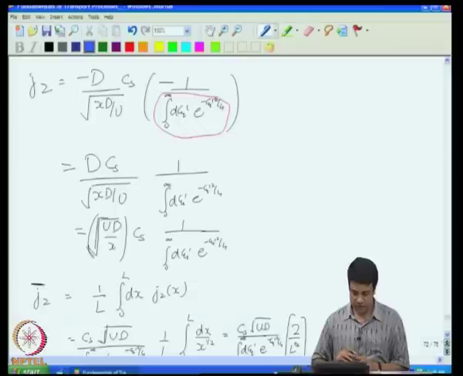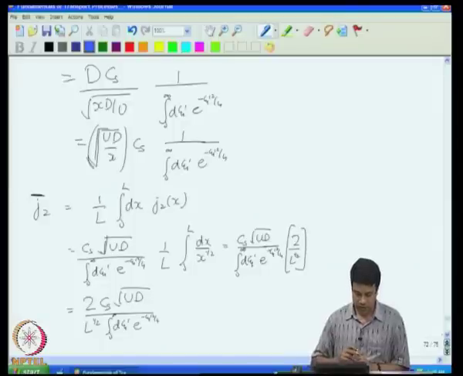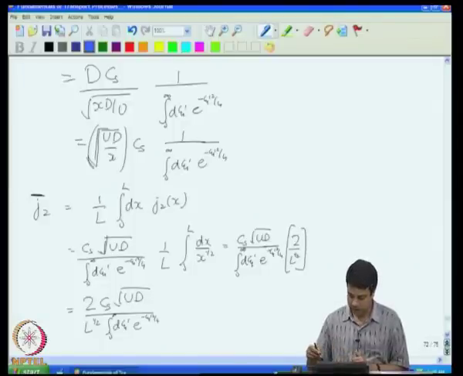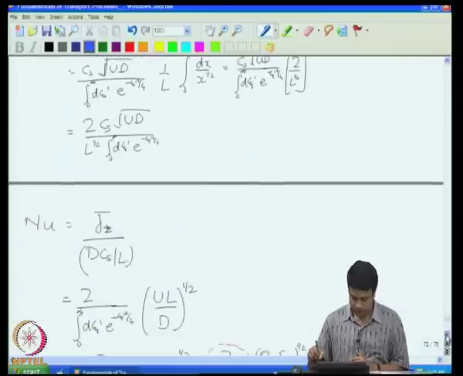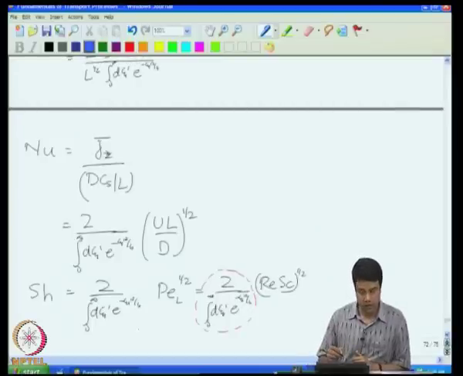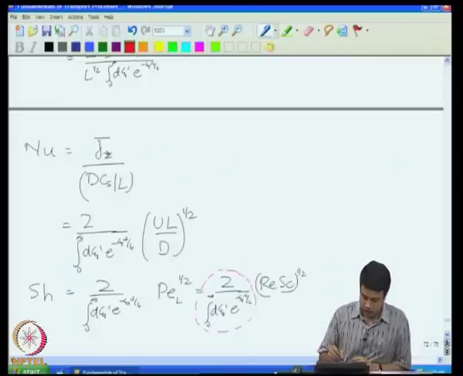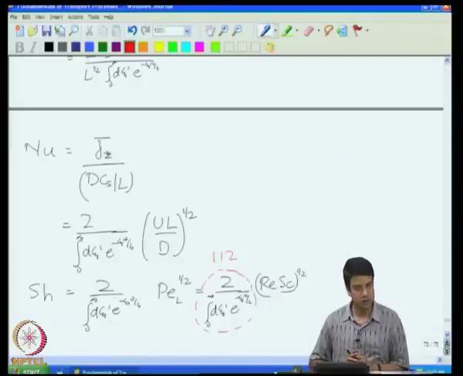We calculated the average flux as an integral over the entire downstream distance from 0 to L of the local flux. Okay. And from that, we got a correlation for the Peclet number of this form 2CS square root of u d by L power half. And the Nusselt number had this form. Okay. So, it goes as Peclet number power half times some constant. This constant can be evaluated. This constant turns out to be approximately 1.12. Okay. So, this times Re power half SC power half is the Sherwood number, or the Nusselt number in this case.